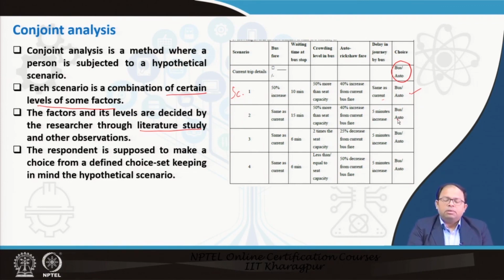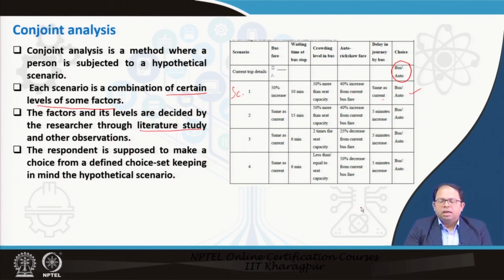If I go in a vertical way, we can see that for waiting time at bus stop, there could be 10 minutes, 15 minutes, and 6 minutes remains the same. So there are 3 options. In bus fare, there could be 50% increase, same as current. There is no other option. In case of auto rickshaw fare, it could be 40% increase, 25% increase, and 50% decrease as well. And then in crowding level, there are 2 times the seat capacity, less than or equal to seat capacity, 50% increase. There could be other options as well, which we are not able to see in this particular choice set.